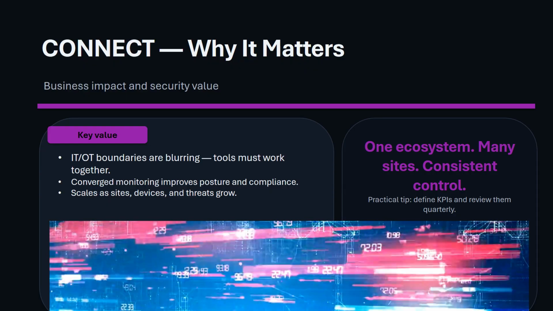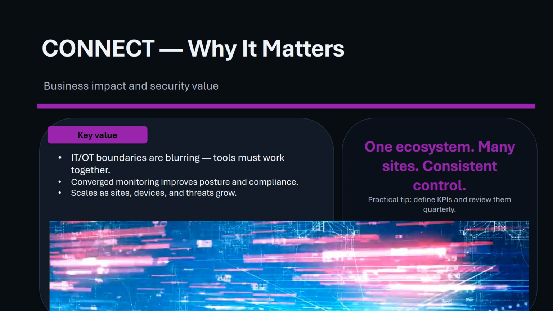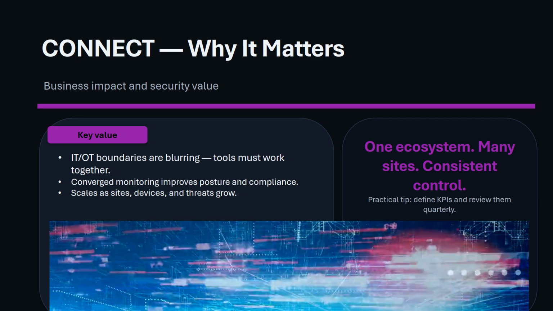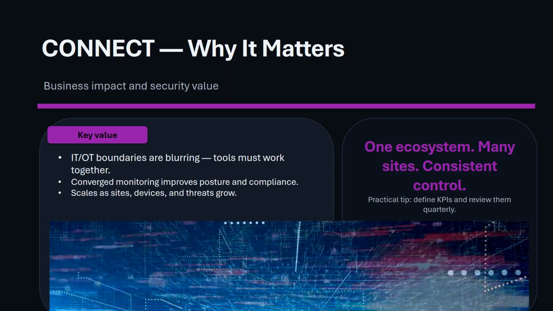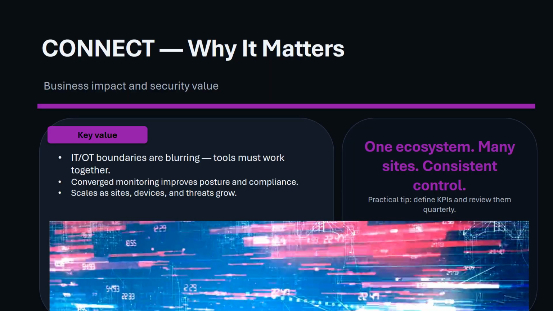As IT and OT boundaries blur, tools must work together. Converged monitoring improves security posture and compliance, scaling as sites and threats increase. One ecosystem supports many sites with consistent control. Define and review KPIs quarterly.